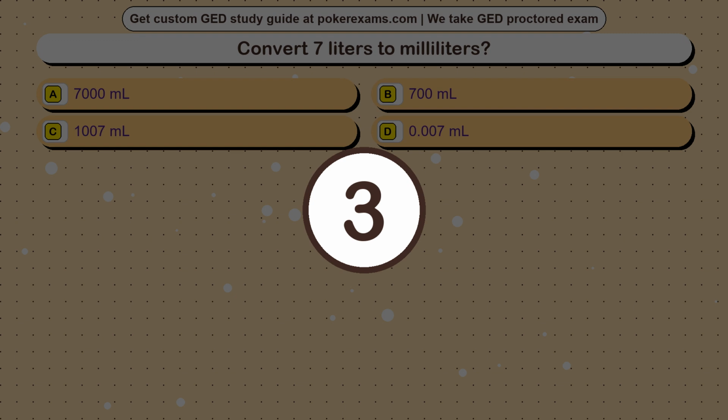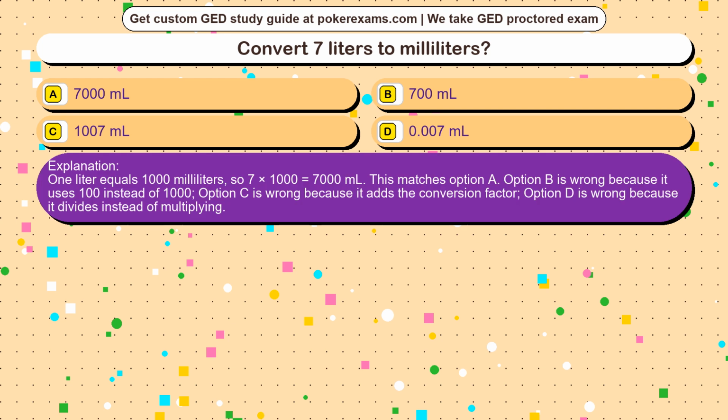The correct answer is option A. 1 liter equals 1000 milliliters, so 7 times 1000 equals 7000 ml. This matches option A. Option B is wrong because it uses 100 instead of 1000. Option C is wrong because it adds the conversion factor. Option D is wrong because it divides instead of multiplying.